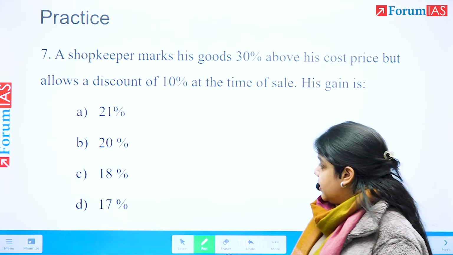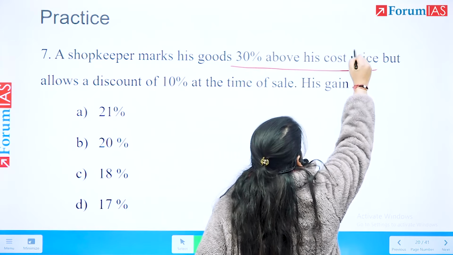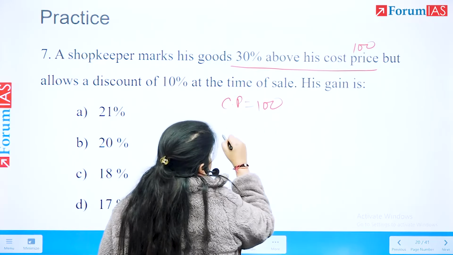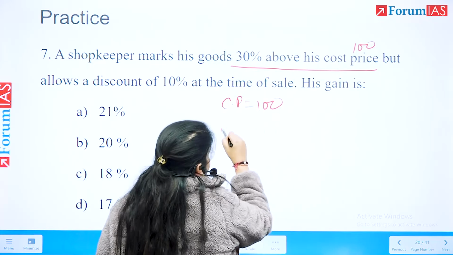Okay. So a shopkeeper marks his goods at 30% above his cost price. If his cost price is 100, the marked price is 130. But to a particular customer, he ends up giving a discount. तो वो discount अब किस पे देगा? Marked price. So now what is the selling price? It is 10% of 130.